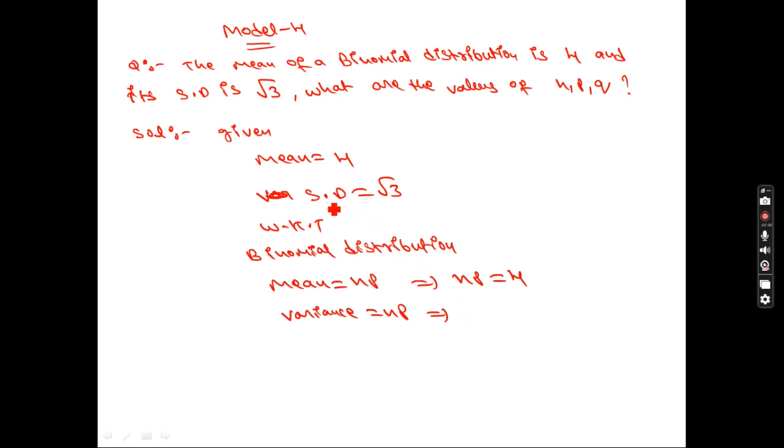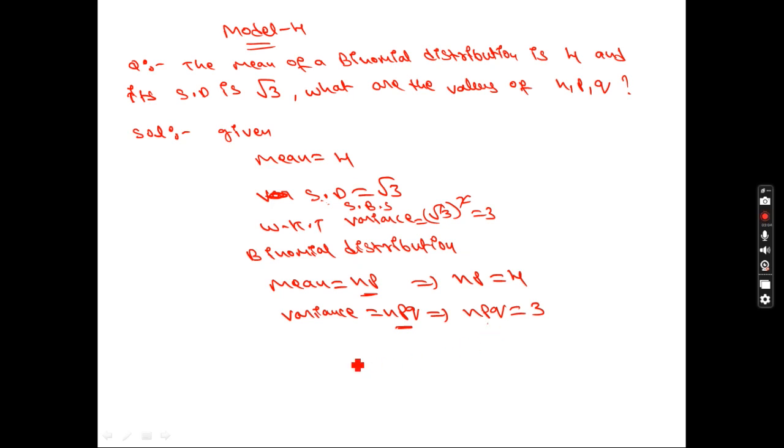Standard deviation is given, so I will square both sides. Once you square, it becomes variance. So √3 whole square, the square root gets cancelled, and it becomes 3. Variance is equal to npq. In binomial distribution, mean is np and variance is npq. So npq is 3, and np is 4.